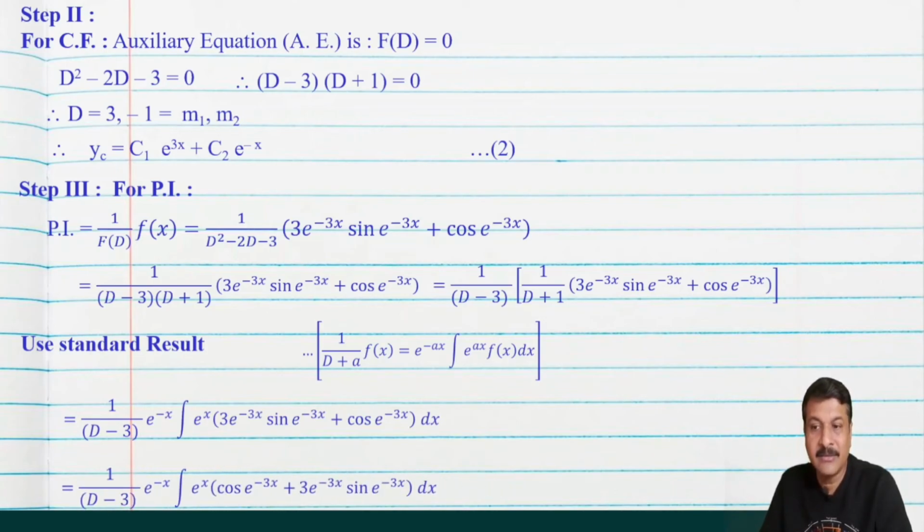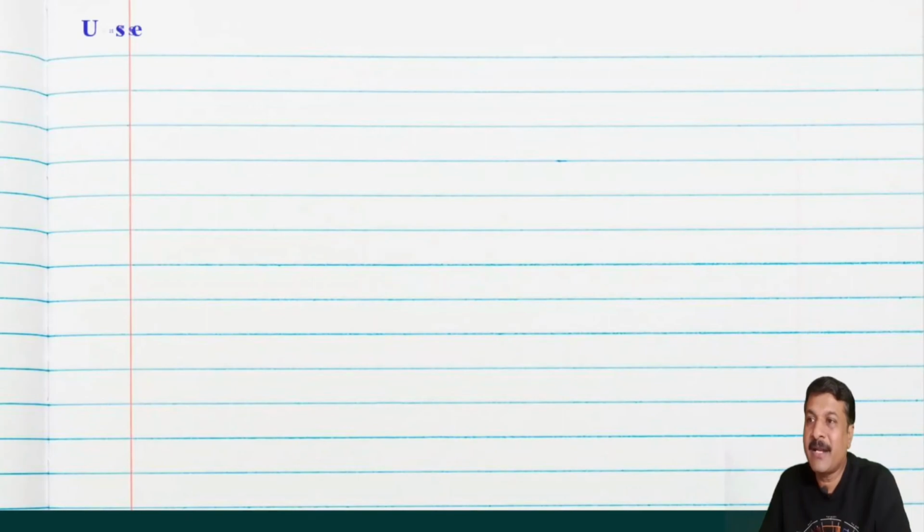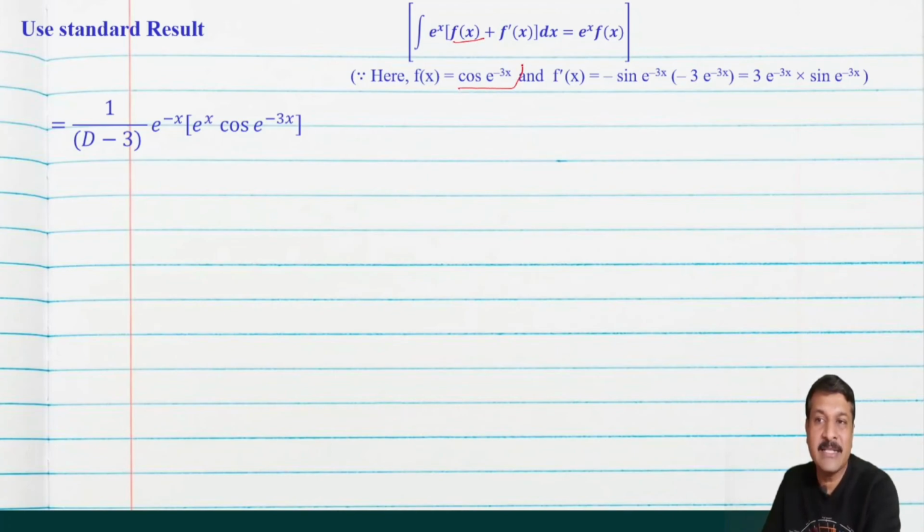But here, when we are going to consider e raised to x into something, we already know one formula, that is e raised to x inside, f of x plus f dash. If we are able to write f of x plus its derivative, and here sine and cos may give us the derivative and a function. So that is why I am trying here. Note the steps here. This adjustment is nothing but this. I am going to consider f of x as cos e raised to minus 3x.